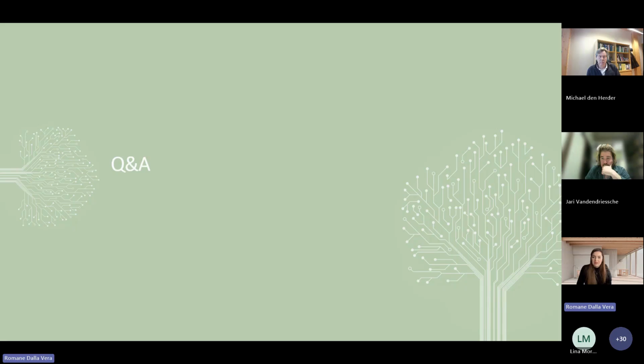Question: by woody species richness, does that mean the diversity of agroforestry trees and shrubs? Yes, indeed. So that's a combination of both shrubs and trees implemented. Yeah. Good. Thank you very much. It was a quick question.